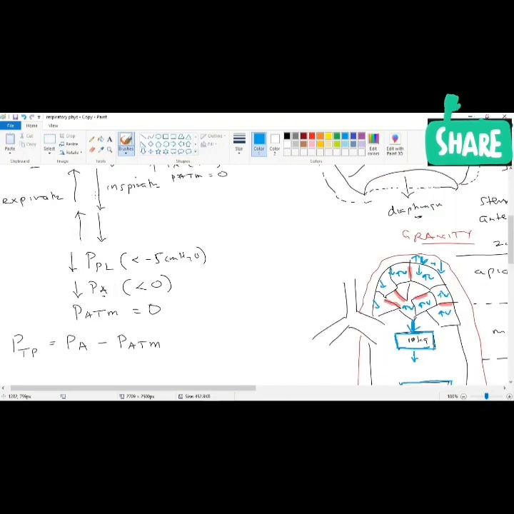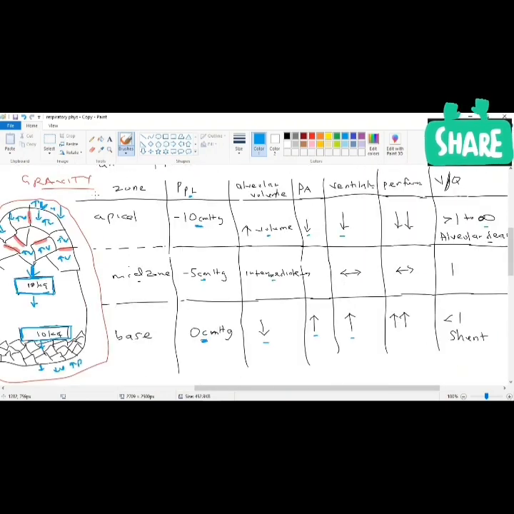Doc, I have a quick question. Okay, because I'm getting a bit confused now. You said that ventilation is more at the base compared to the apex, but it is more aerated at the apex compared to the base.